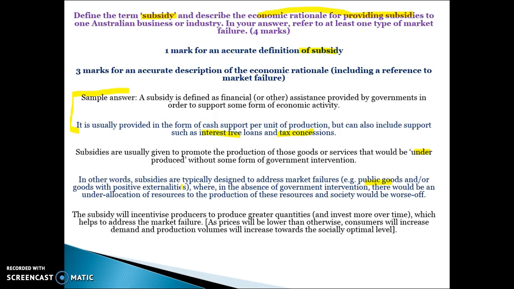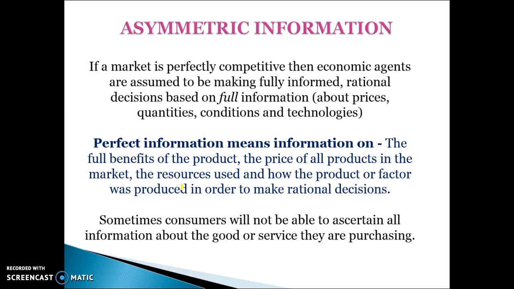The subsidy will incentivise producers to produce greater quantities and invest more over time, which helps to address the market failure. As prices will be lower than otherwise, consumers will increase demand and production volumes will increase towards the socially optimal level. So, that's just talking about how subsidies can work to help reduce the under-allocation of positive externalities. In this video, we're going to be looking at asymmetric information.